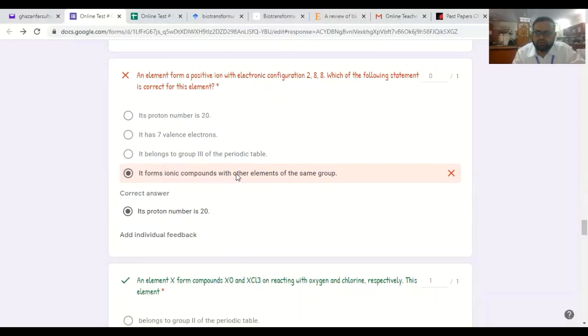It forms ionic compounds with other elements of the same group. No, because these are metals, and metals always form metallic bonds with other metals. So it is wrong. The first option is most likely as per your syllabus.